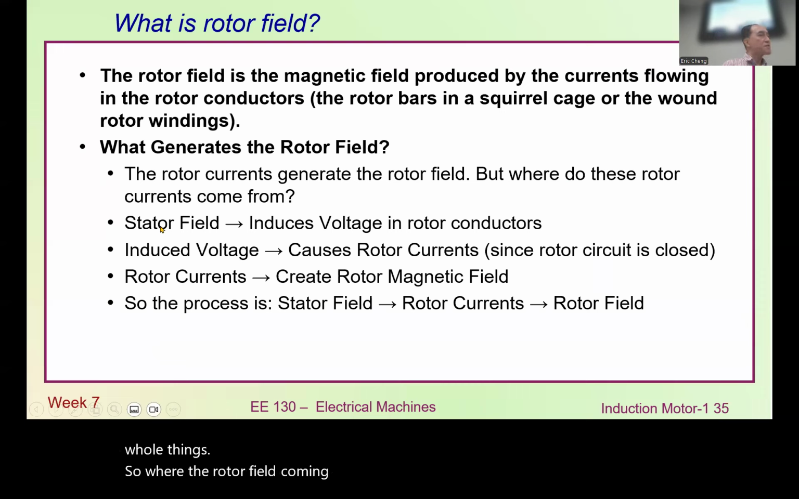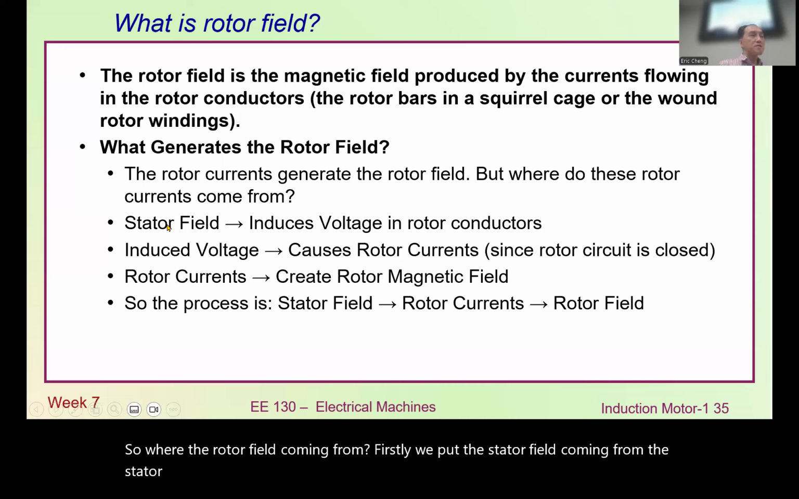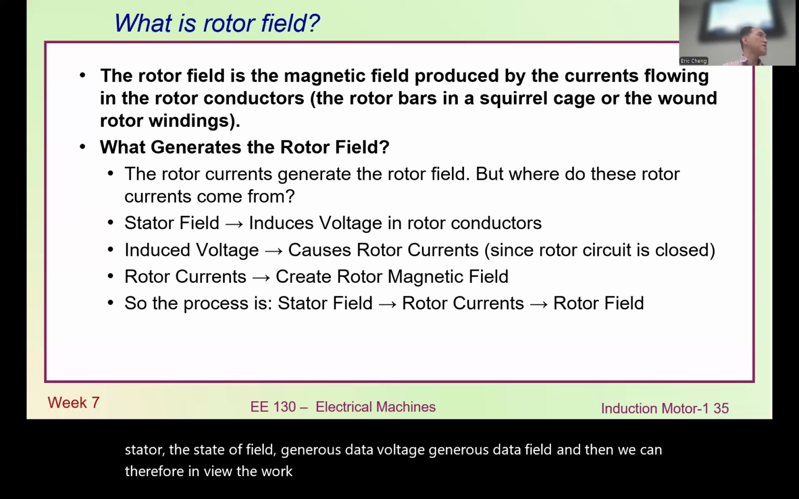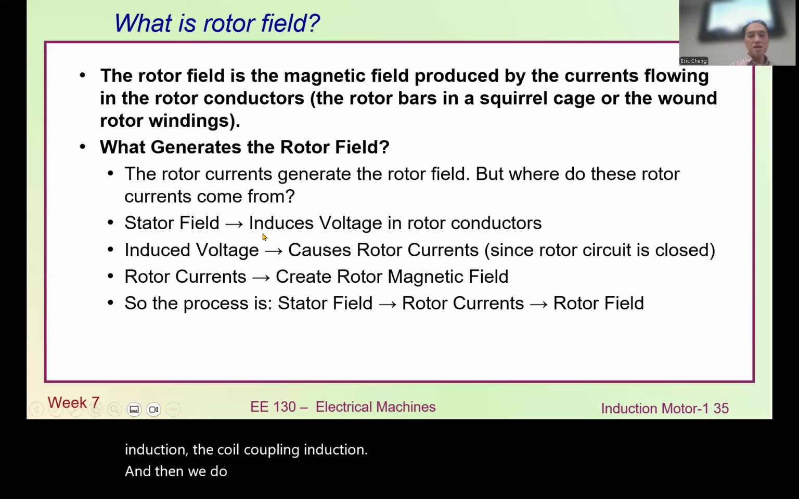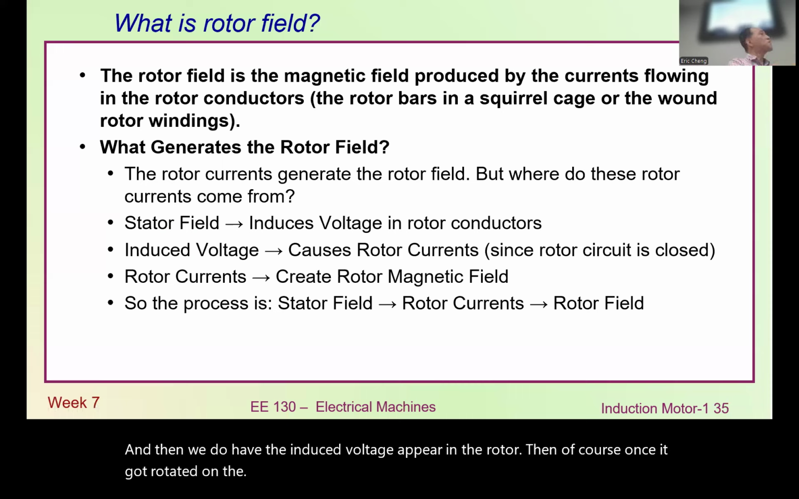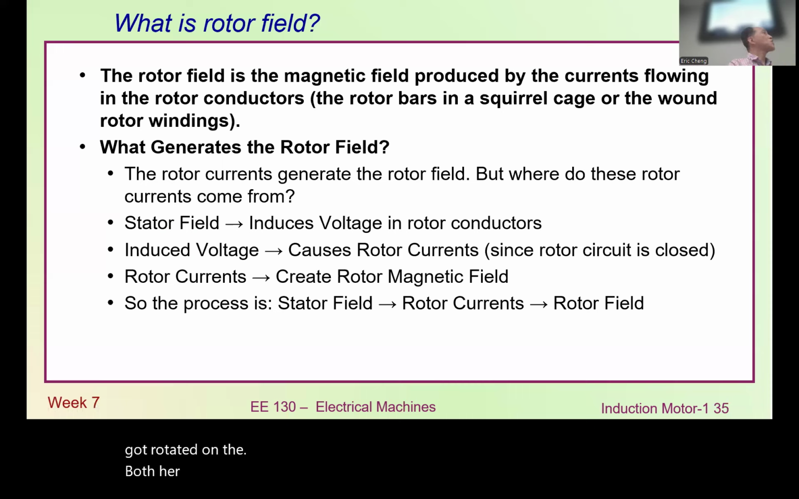Firstly, we get the stator field coming from the stator. The stator voltage generates the stator field, and then we can induce the voltage in the rotor, just like normal transformer induction, the coil coupling induction. And then we have the induced voltage appearing in the rotor. Then, of course, once you have a voltage on the rotor winding, that creates a current there.